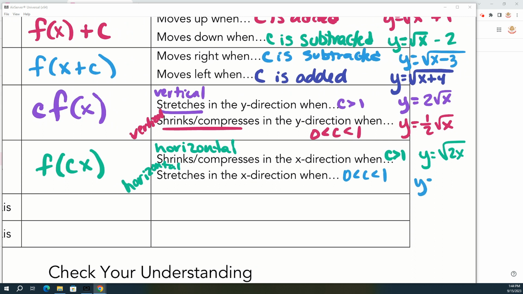So that's like the square root of 1/2 x. So I think that one you had to do to make it match the blue, you had to multiply by 1/4 on the inside.